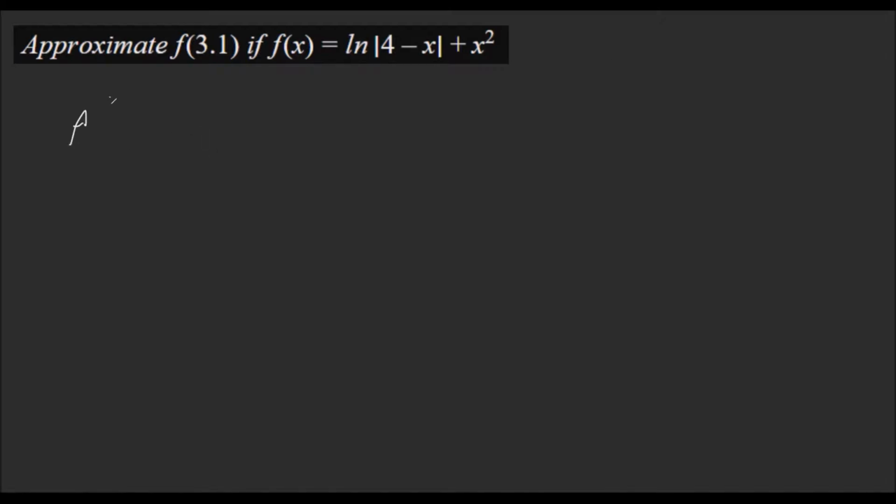First thing we're going to do is find the derivative of f(x), which is going to be the derivative of natural log (4 minus x) plus the derivative of x squared. The derivative of natural log (4 minus x) is negative 1 over (4 minus x). If you're confused as to how I found the derivative of this term, I've made a video on it in the past, in case you're curious. And from here, the derivative of the second function is going to be 2x.